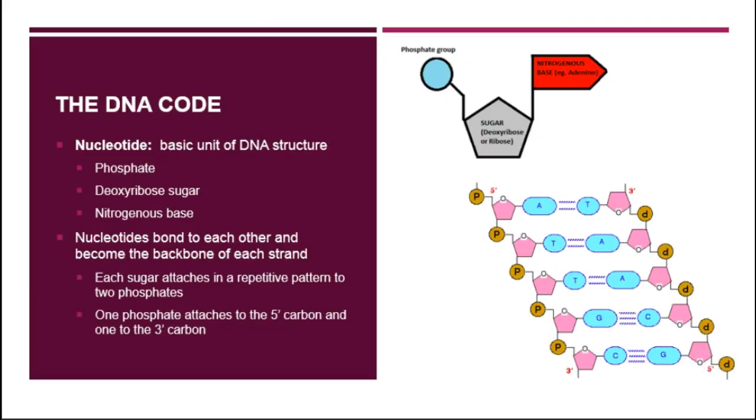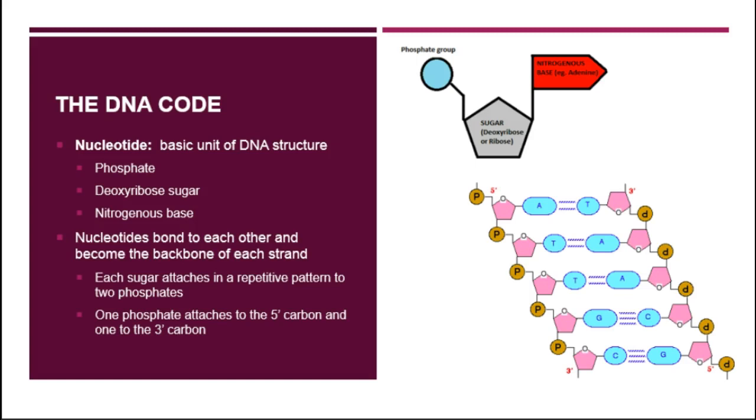So DNA is composed of some very basic structures. We looked at these in chapter 1. There are 3 components of a nucleotide, and DNA is made up of a sequence or a chain of nucleotides that are bonded together and repeated. So we have a phosphate group, the deoxyribose sugar, and then a nitrogenous base, and this is what makes up the basic structure of a nucleotide. These nucleotides then bond to each other and become the backbone of each DNA strand.